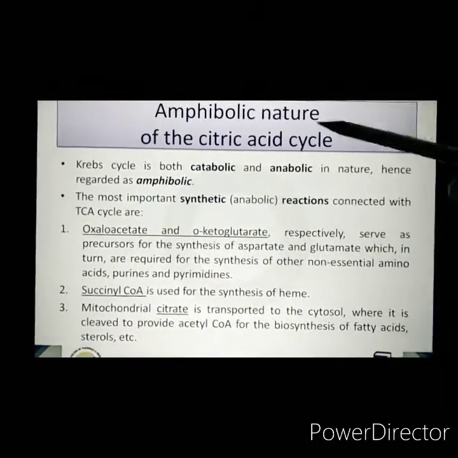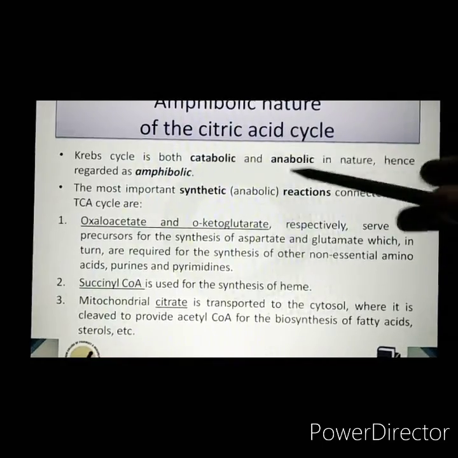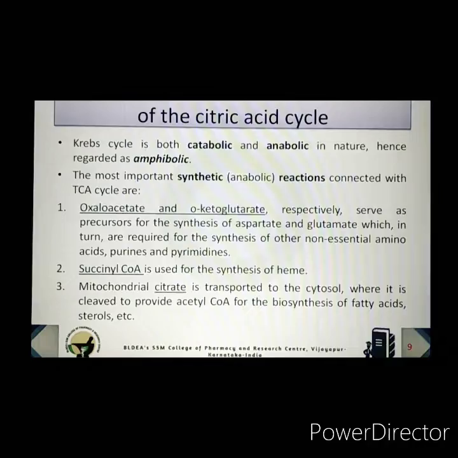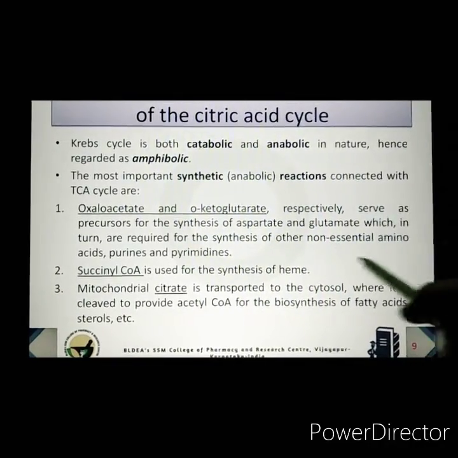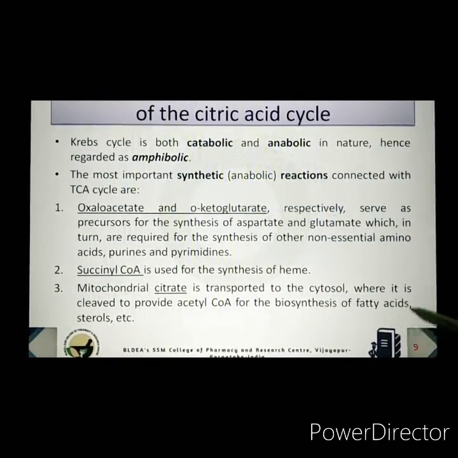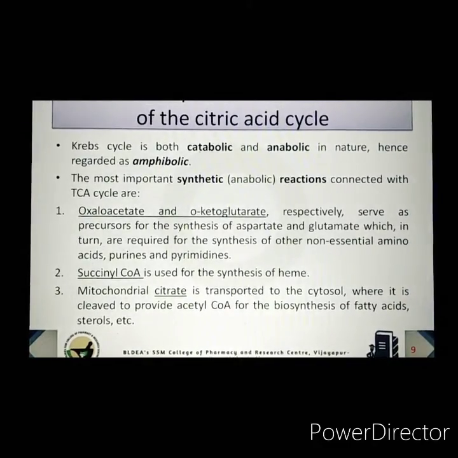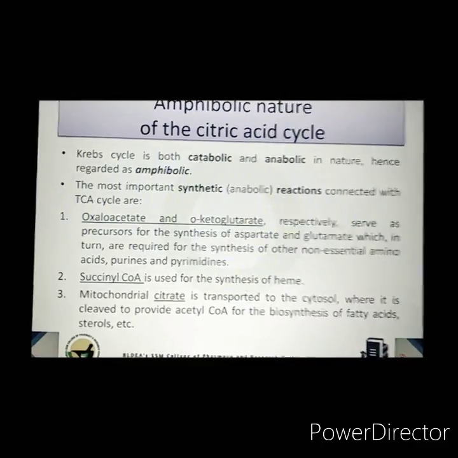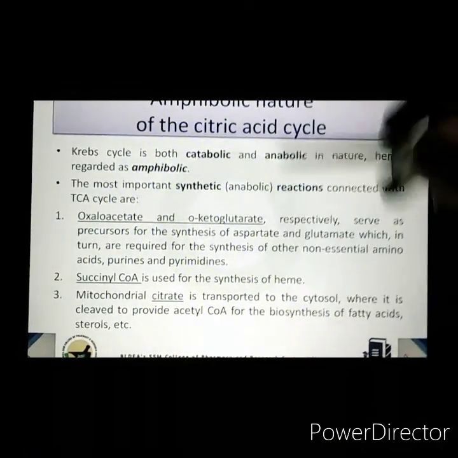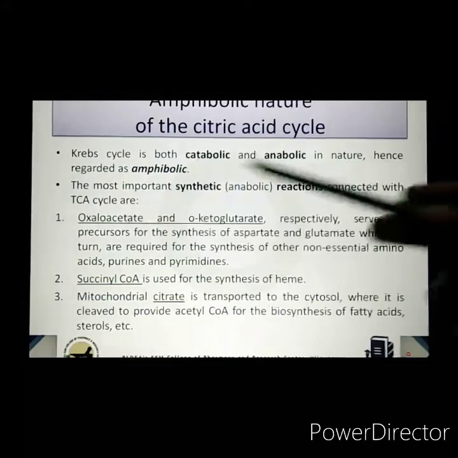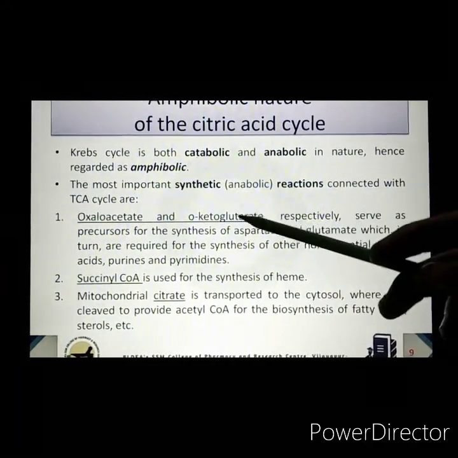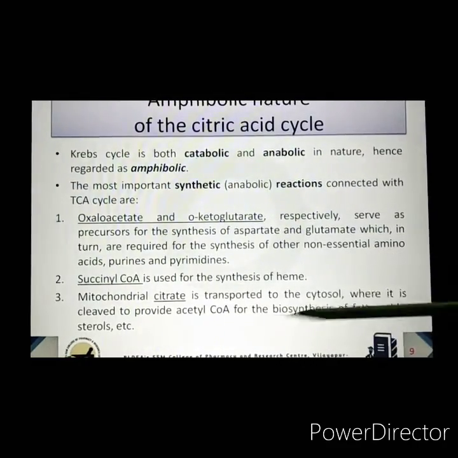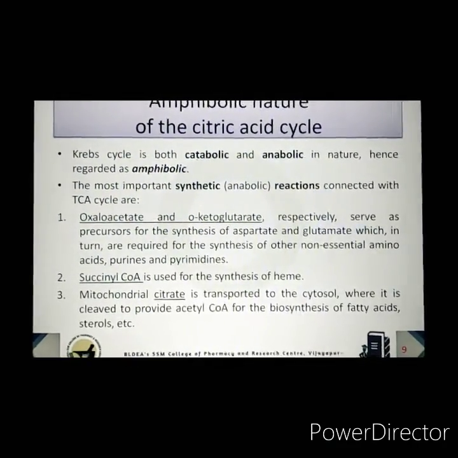So indirectly, the anabolic reactions of the citric acid cycle are responsible for synthesis of macromolecules like proteins from non-essential amino acids, and lipids from sterols and fatty acids. This is how the amphibolic nature of the citric acid cycle is defined. That is, catabolic reactions, the citric acid cycle itself, and anabolic reactions like conversion of oxaloacetate and alpha ketoglutarate into non-essential amino acids, and mitochondrial citrate into fatty acids and sterols.